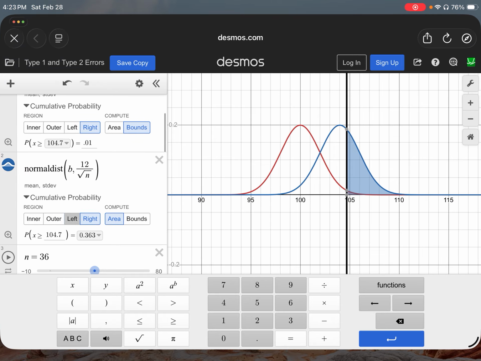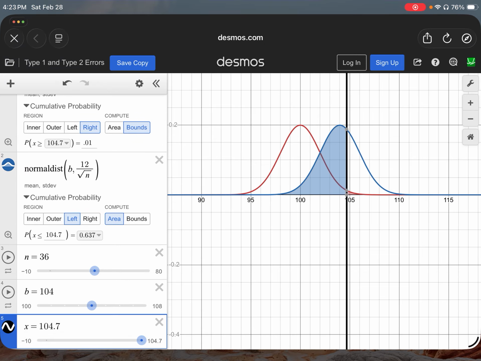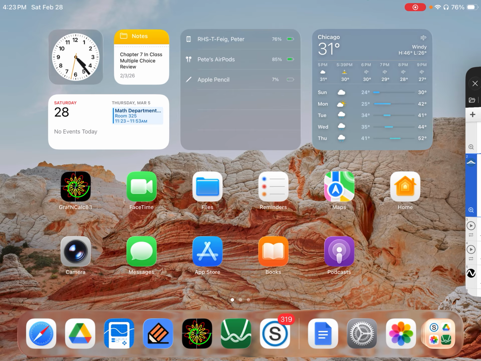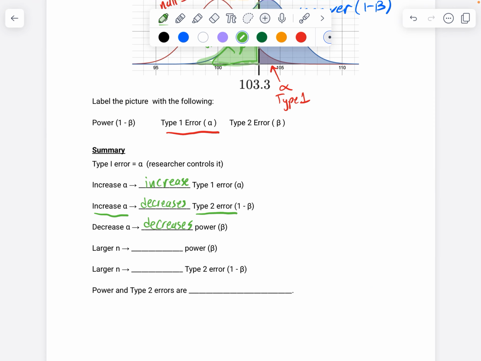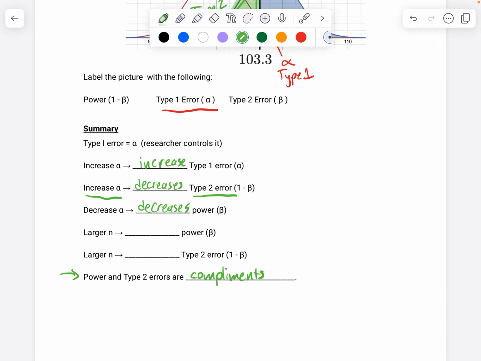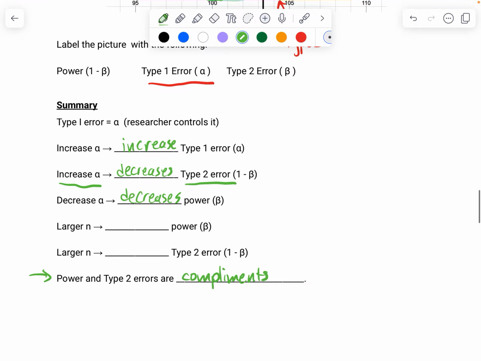However, what about if I go to the left of the blue? Remember, the left side of the blue is the probability of a type 2 error. It's now 63%. If you look right here, it's now 63%. So my power went down, but my type 2 error went up. Because remember, power and type 2 errors are complements. They add up to 100. They're inversely related. As one goes down, the other goes up.